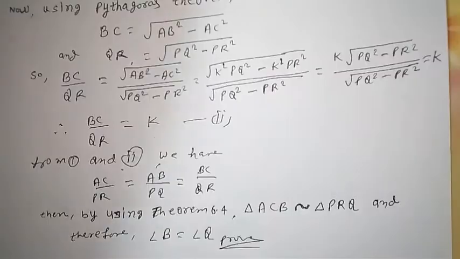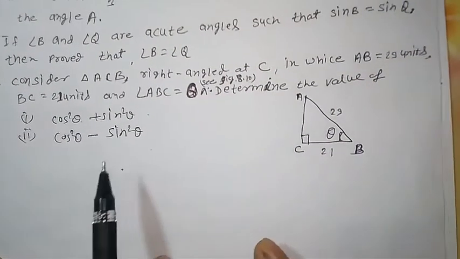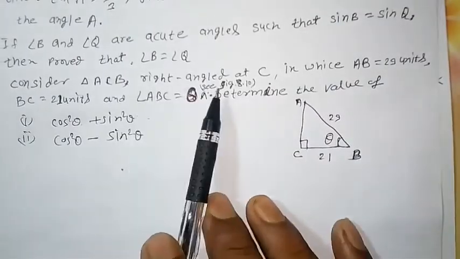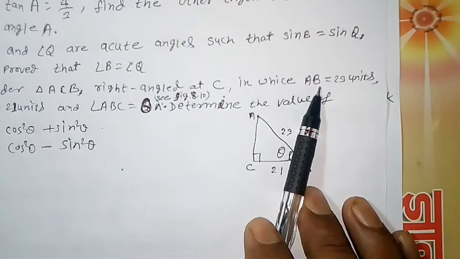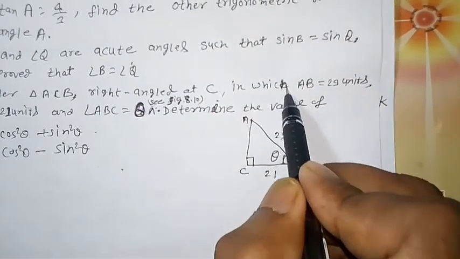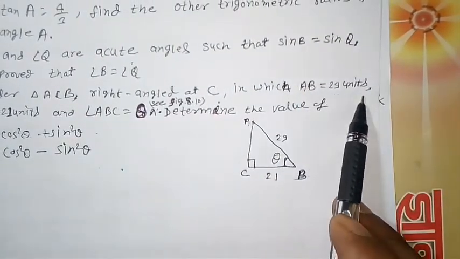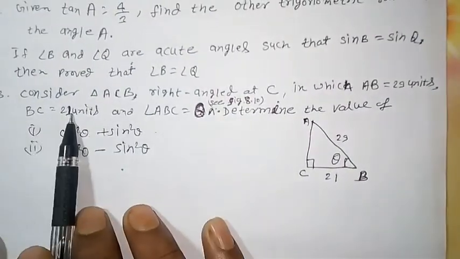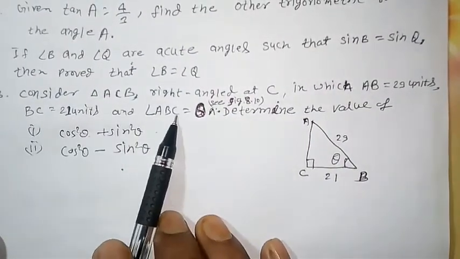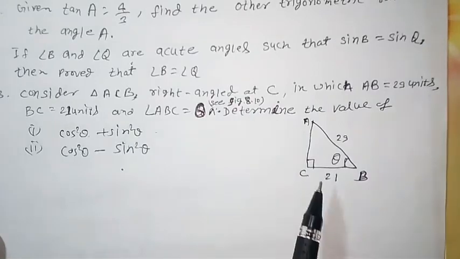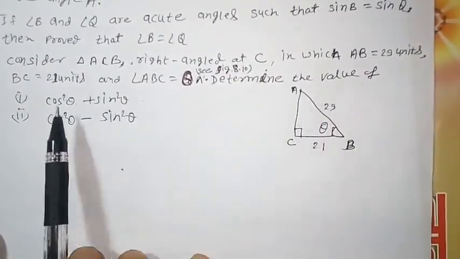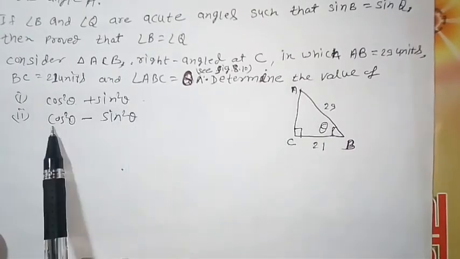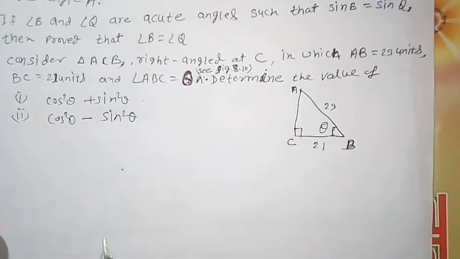The next question. Consider triangle ACB, right angled at C, in which AB is equal to 29 units, BC is equal to 21 units, and angle ACB is equal to theta, say, in figure 8.1. This is the figure. Determine the value of cos square theta plus sin square theta, and second, cos square theta minus sin square theta. Okay.